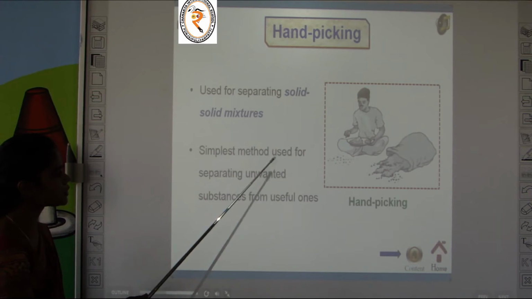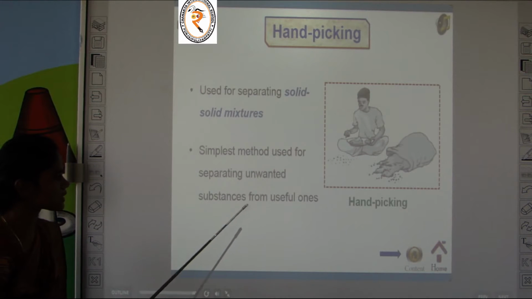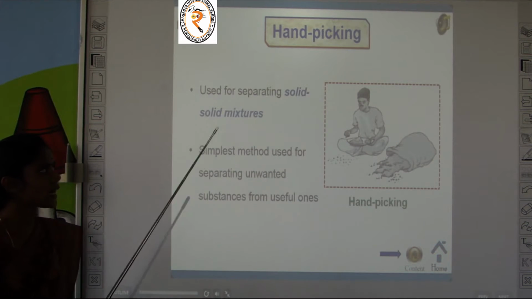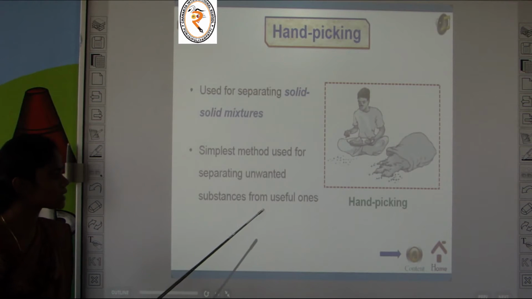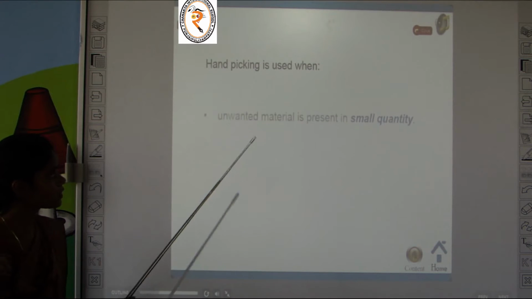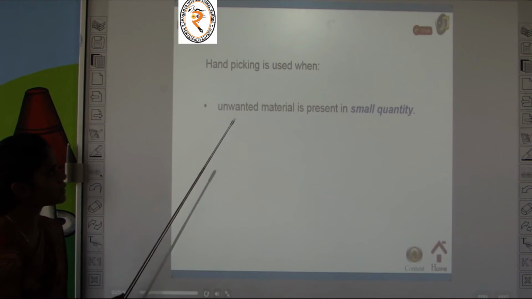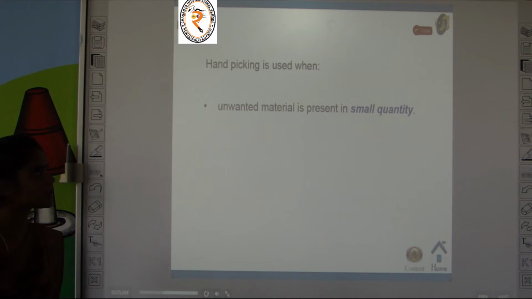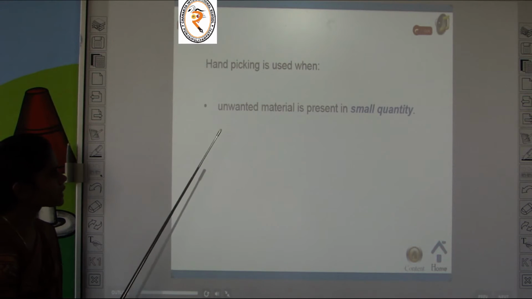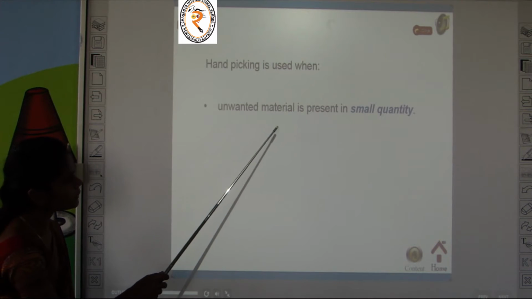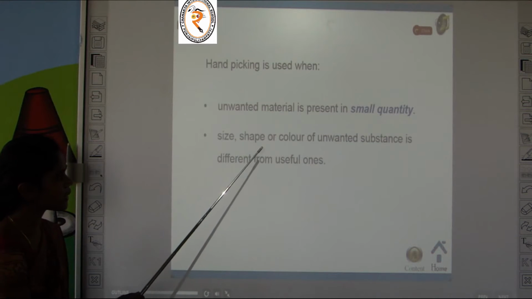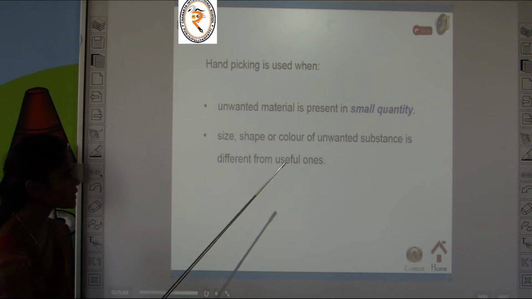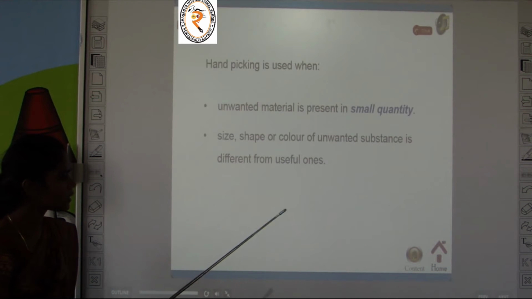See, it is the simplest method used for separating unwanted substances from useful ones. So the hand picking method is the simplest method used for separating unwanted substances from useful ones. We can use the hand picking method for unwanted materials present in small quantity, when the size, shape and color of the unwanted substance is different from the useful one.